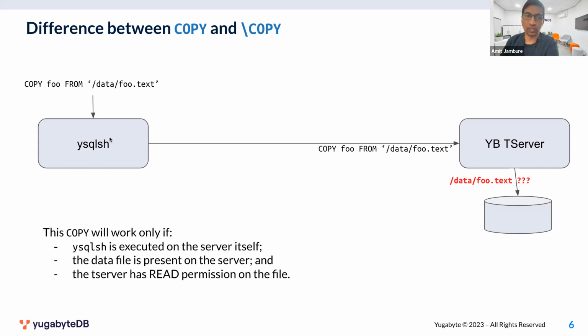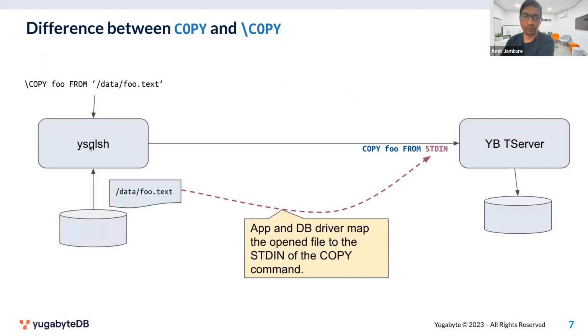In most cases, your client machine is going to be different from the server machine. So that's where the backslash copy comes into play. And how does this one differ? You enter the syntax, the arguments are the same as the copy command, the only difference is this extra backslash. After seeing this backslash, ysqlsh knows that this is a meta command and it has to parse the command. Okay, when it parses the command, it realizes that this is a copy command and it extracts the file name and opens the file from the local disk, that is the client's disk.